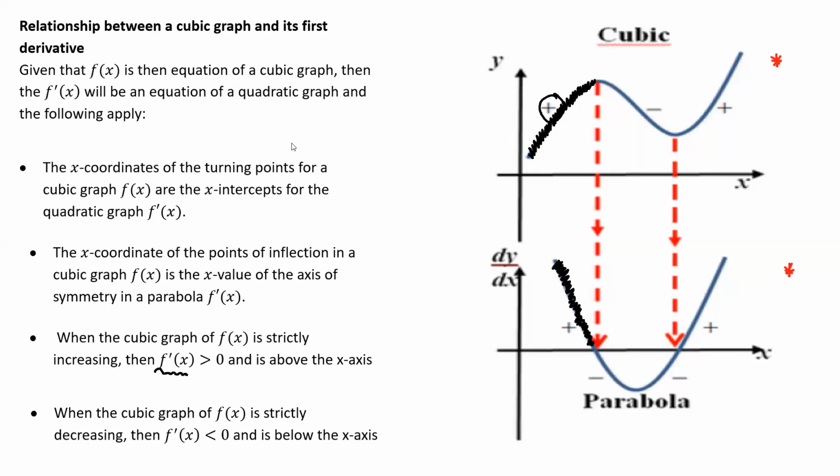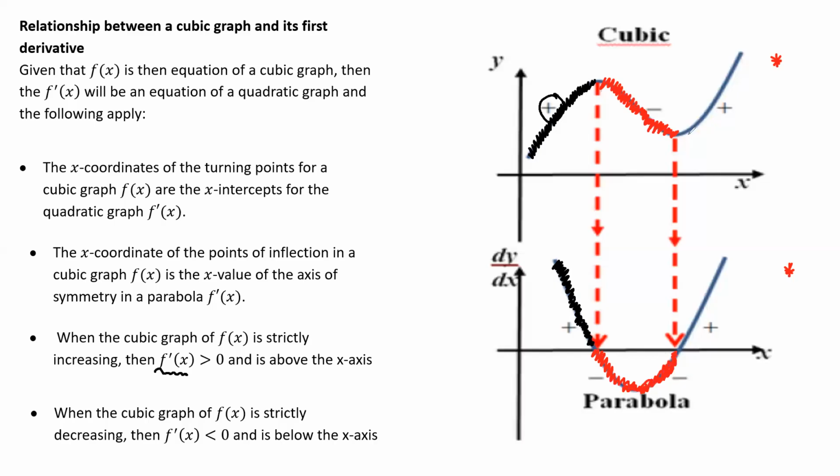Similarly, if you were to look at the portions where it is negative, that means the gradient is going downhill, or rather, the graph is going downhill and is negative. It corresponds to the portion of the quadratic where it is below the x-axis, just like what you're seeing there.